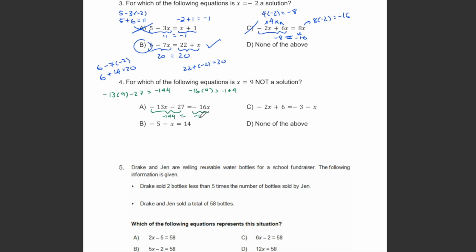Equals, and that's minus 144. So this is a solution, so it's not your answer, right? Because we want where it's not a solution, okay? So make sure you're reading the question very carefully.